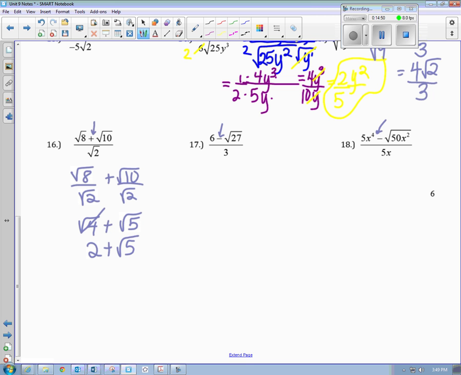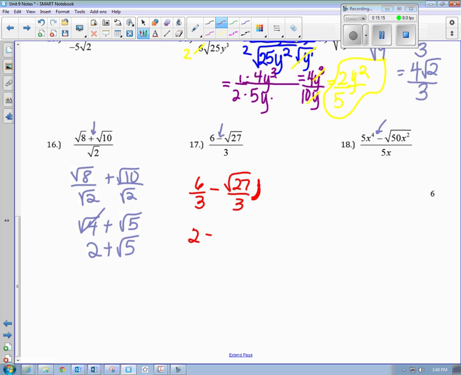When I look at number 17, I realize that I technically am doing the same exact thing. So when I go in and I start working on this question, I've got 6 over 3 minus radical 27 over 3. Now the problem with this one is, although we can divide the 6 by 3 and get 2, we can't divide the 27 by 3 that we have here.